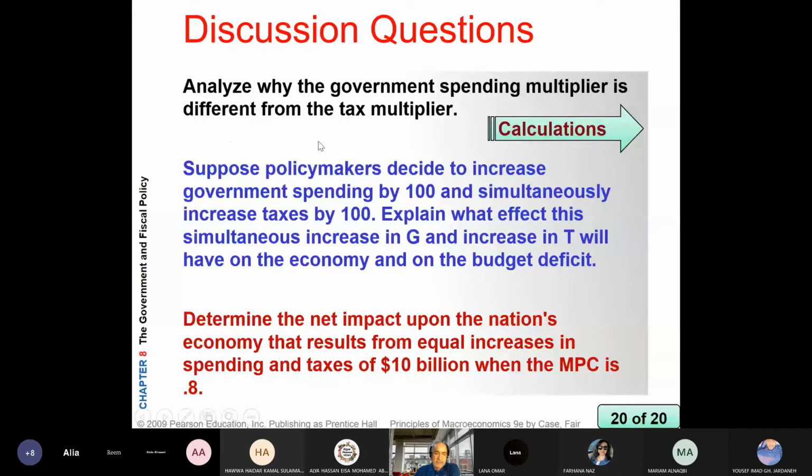مريم النقبي. هلا دكتور. Read the first question. Suppose ولا analyze?